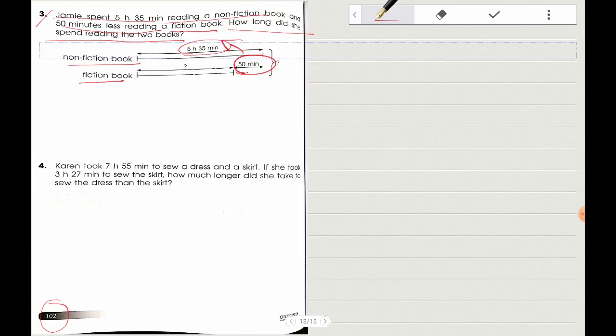It means you will subtract 50 from 35 minutes, but you can't subtract 50 from 35 minutes, so before doing the sum you have to borrow 1 hour, that is 4 hours. If you add 60 to the 35, the answer will be 4 hours and 95 minutes. Now you will subtract 50, and you will get the time for fiction.